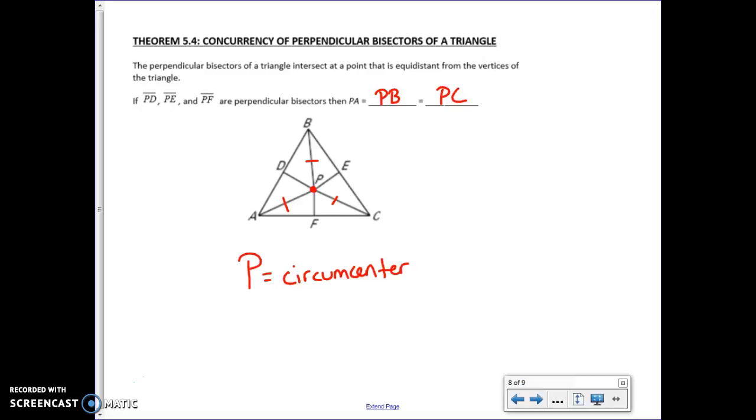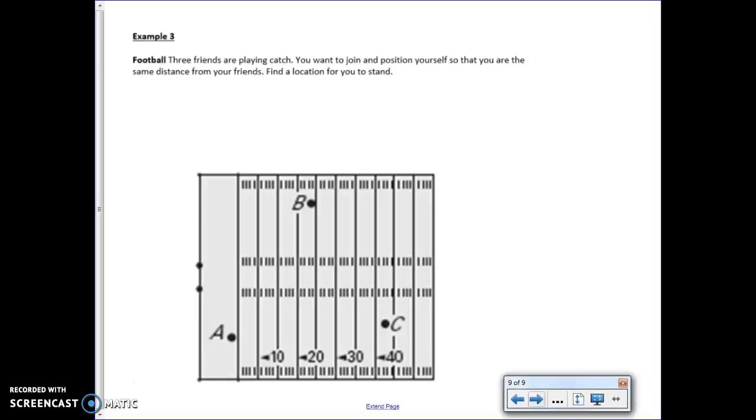Okay, so the last piece here, you can go ahead and look at, but we're not going to do it on our notes, we'll do it in class together. It says 3 friends are playing catch. You want to join and position yourself so that you are the same distance from your friends. Find a location for you to stand. Okay, so we want to be the same distance from the vertex. We're going to find that circumcenter. We're going to do that through construction. So think through how you could do that, and then in class we will go through this together.